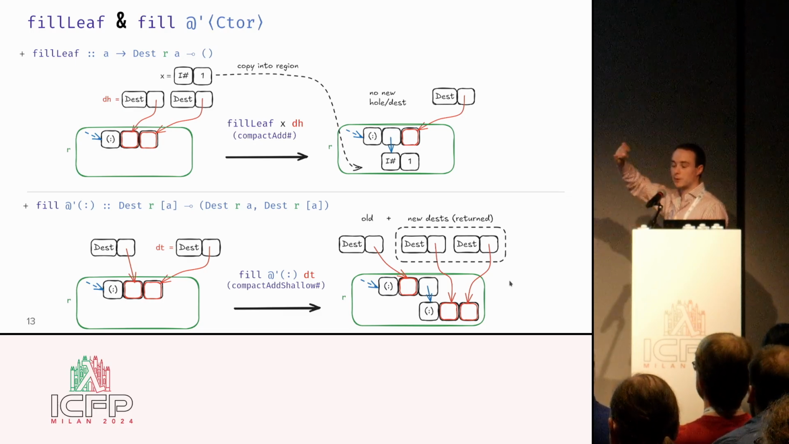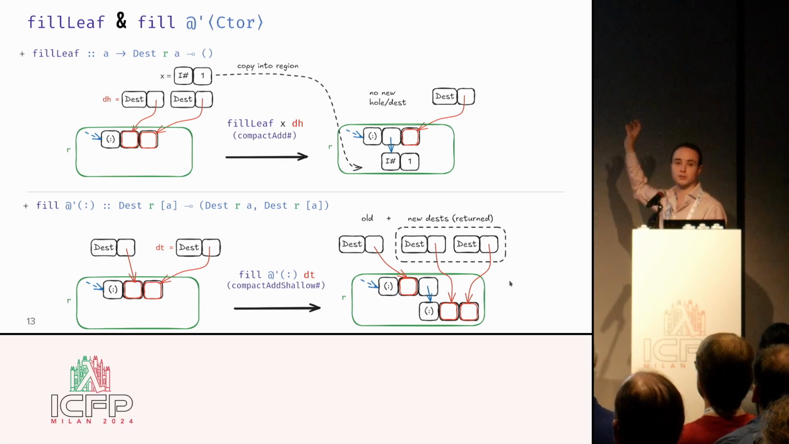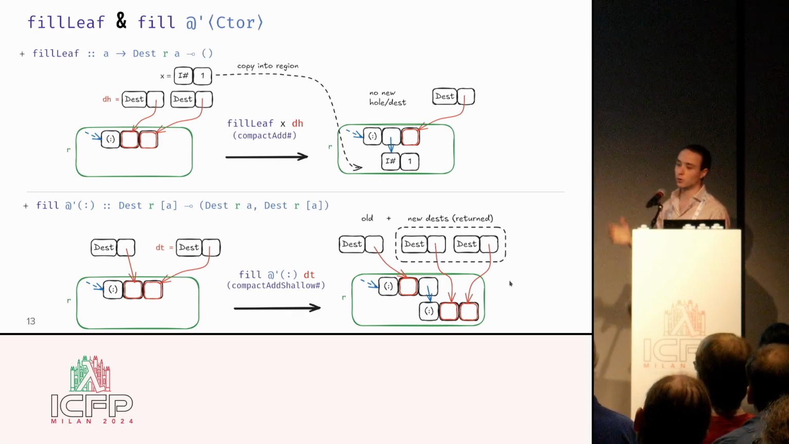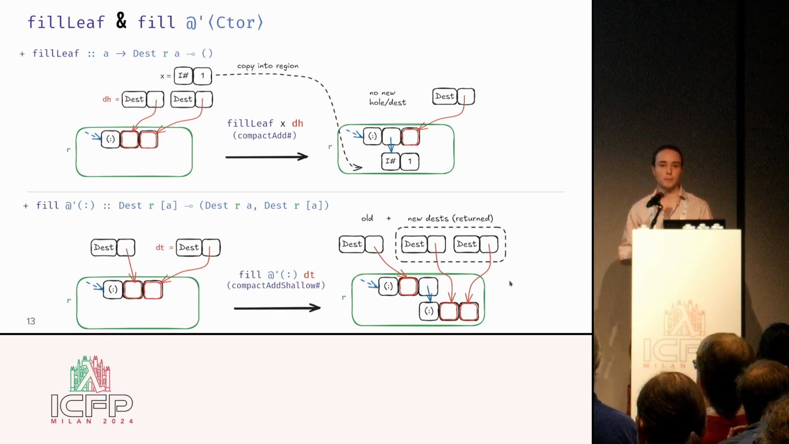It starts by copying the value we want to link to the structure into the region, and then it links it to the hole, and every destination except the one we consume that was already there is conserved, of course. But there is no new hole created by fillIf, so there is no new destination created in the process. And in fact, it is implemented using the compact add primitive, so the existing copy primitive.